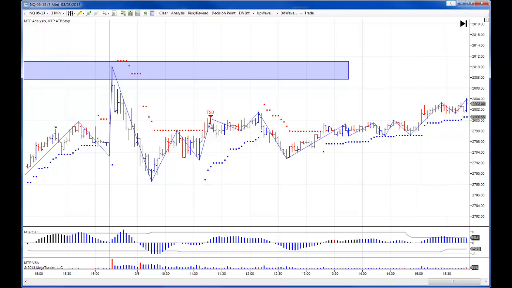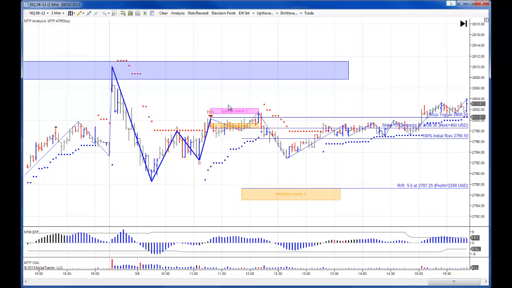If I right mouse click here, place analysis on, you can see that we would have got a potential sell here, but the point being is that because this was a Holy Grail trade setup, we wouldn't be going into the initial target here of a potential 5.6R.